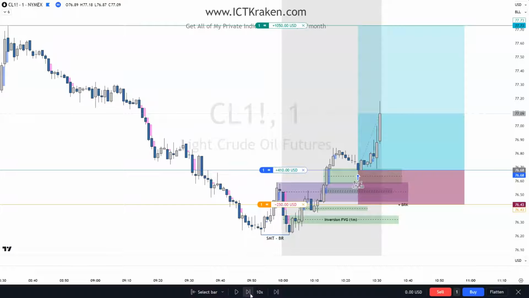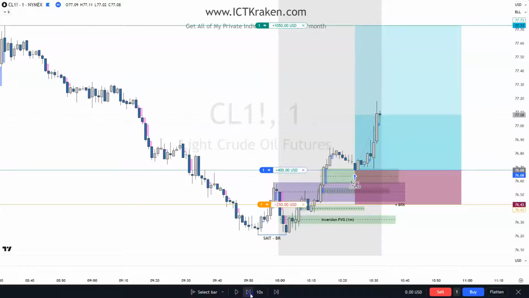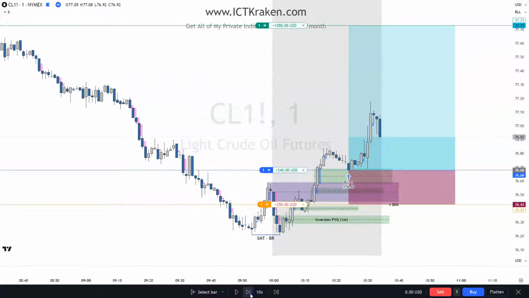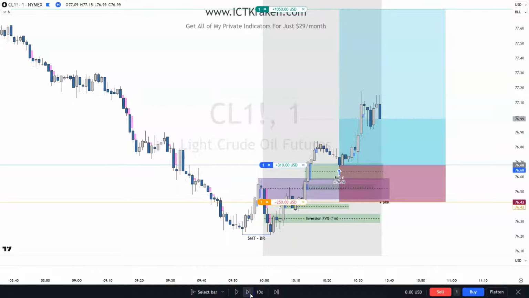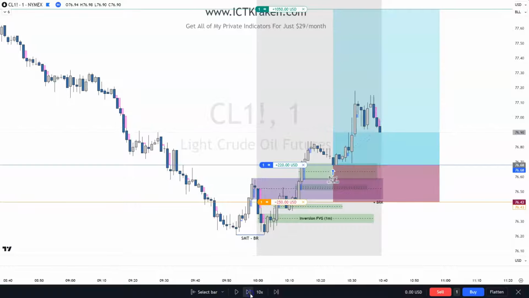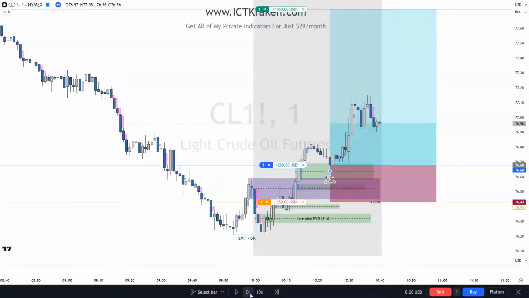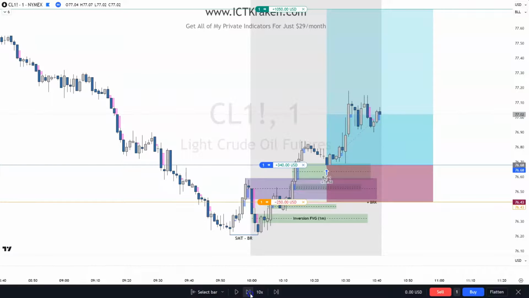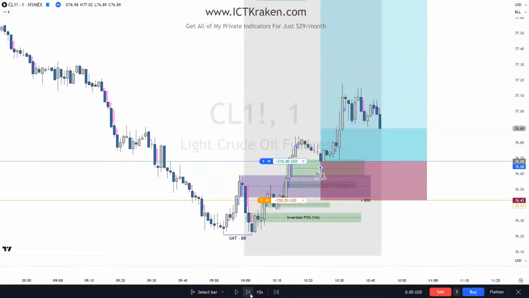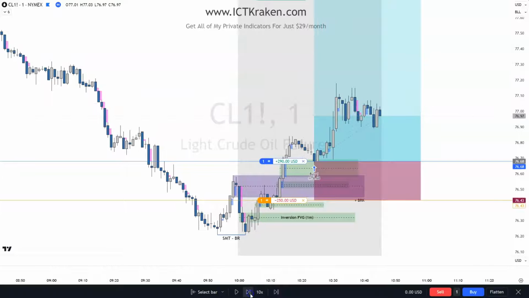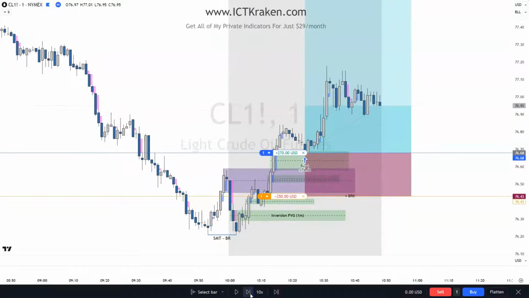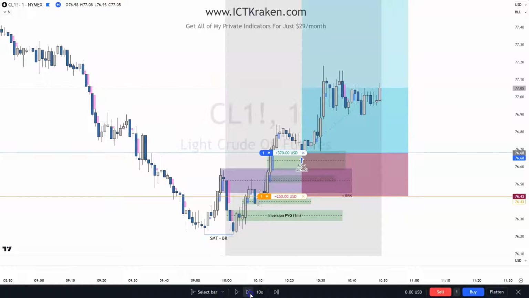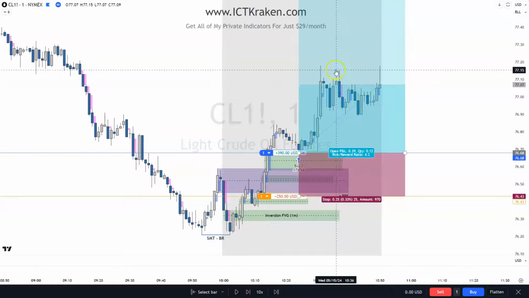Liking those candles. A little consolidation right here. Not a huge fan. Consolidation. Okay, that just took out these highs. Would have liked to have a bigger candle than that.